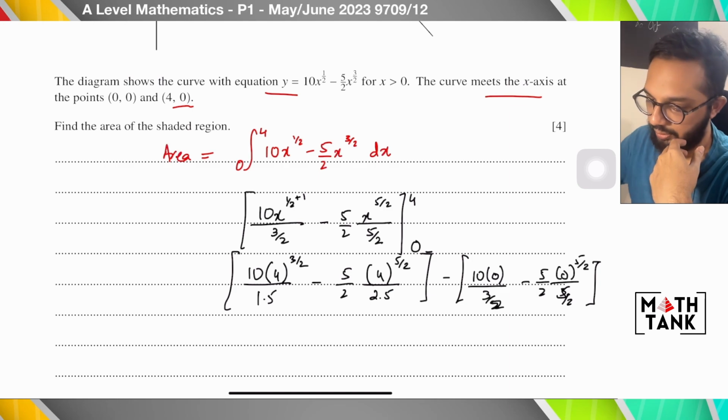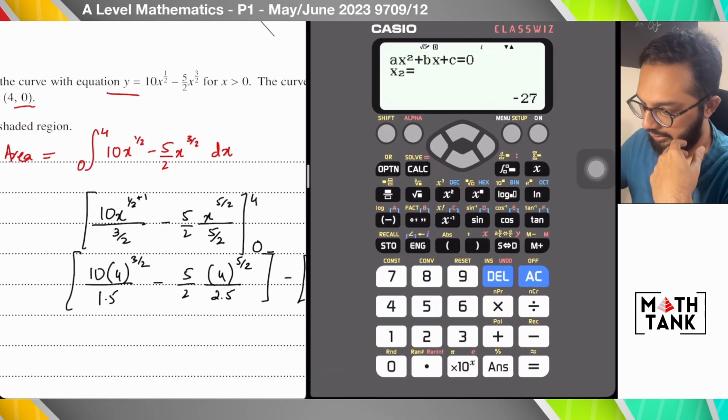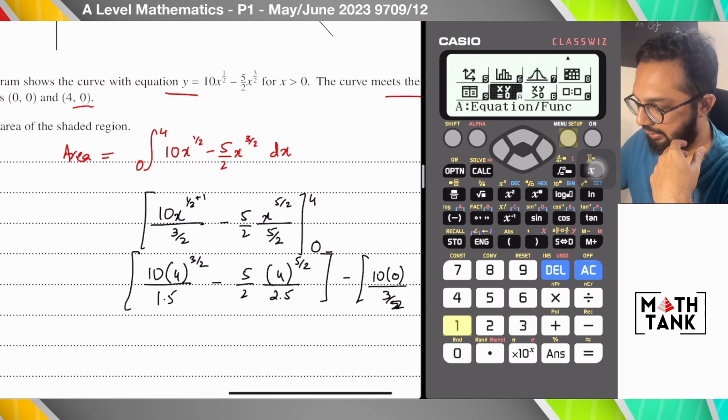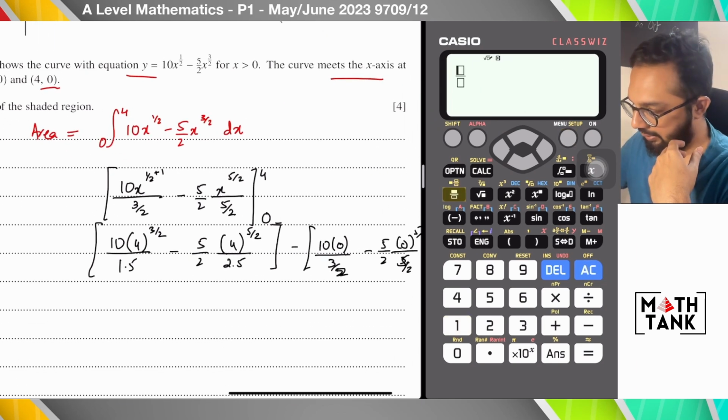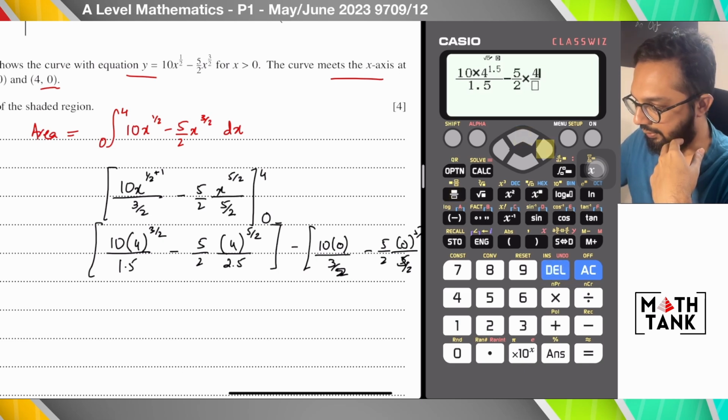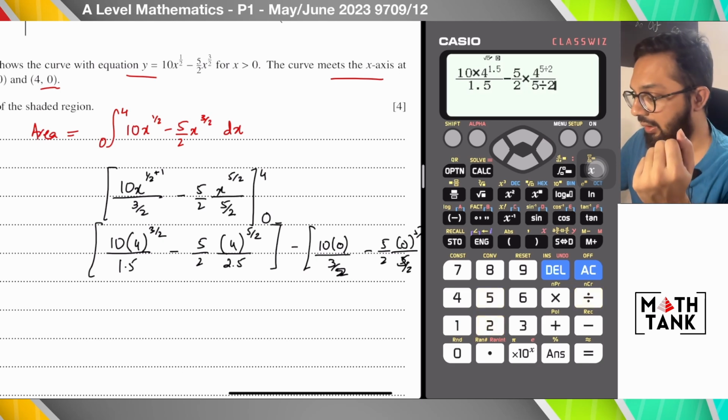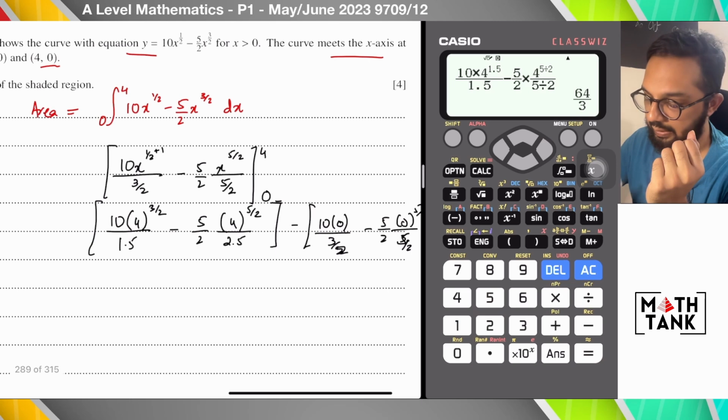5 over 2. Then showing you my calculator. I'm going to type 10 into 4 power 1.5 over 1.5 minus 5 over 2 multiplied by 4 power 5 over 2 divided by 5 over 2, or 2.5, whatever way you want to write, and that should give me my final answer, and that is 64 over 3.